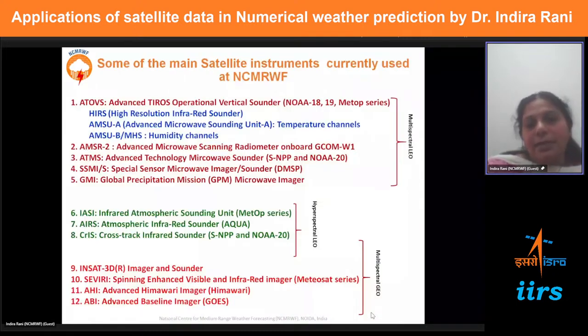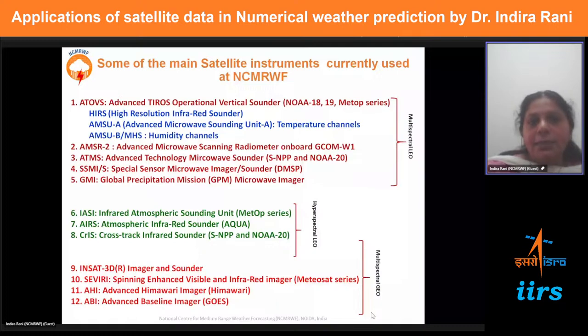Having said that, these are the different instruments, and how do we use them in NWP? Mainly we have to do channel selection: channel selection at different levels of the atmosphere, depending on the information we are getting from different parts of the atmosphere. We have to choose the frequency, find out from which level the maximum information is coming, and put that information into our NWP assimilation systems.